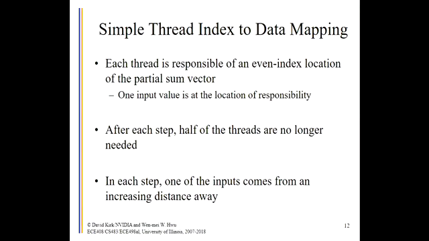So we're talking about a very simple, intuitive thread index to data mapping. Each thread is responsible for an even index location in the partial sum array, right? We map them into the even locations of the partial sum array. And then after each step, half of the threads will no longer be needed, so they will be dismissed. And in each step, one of the inputs comes from an increasing distance away.